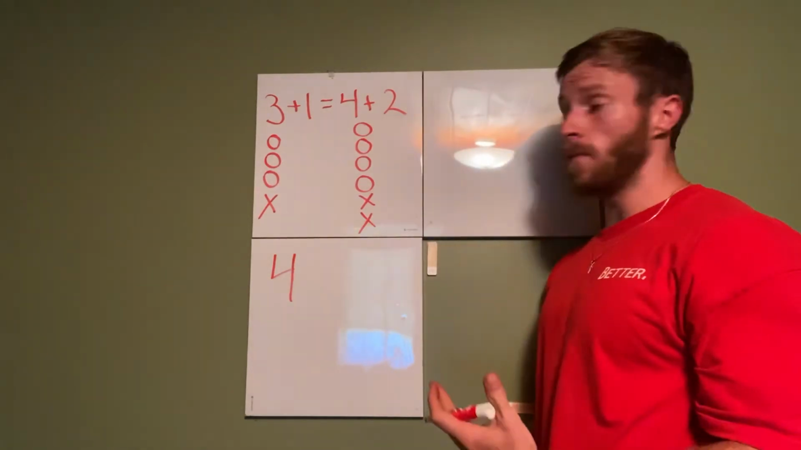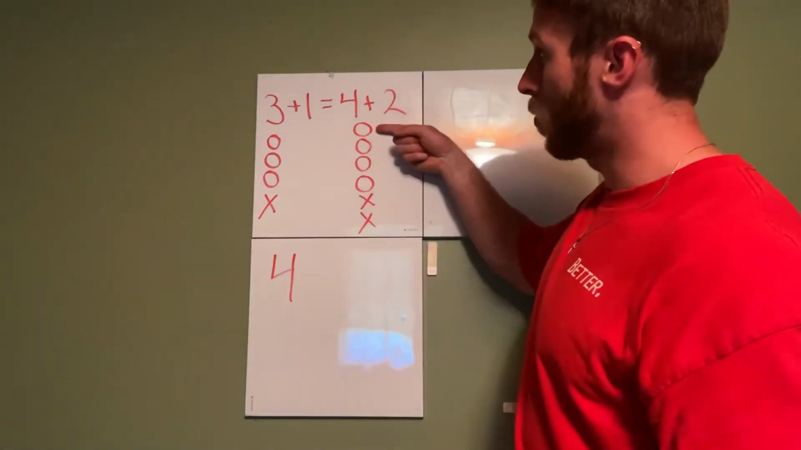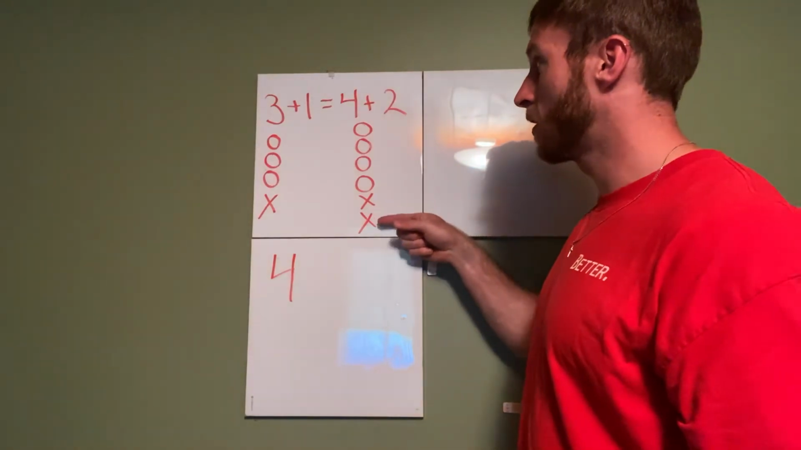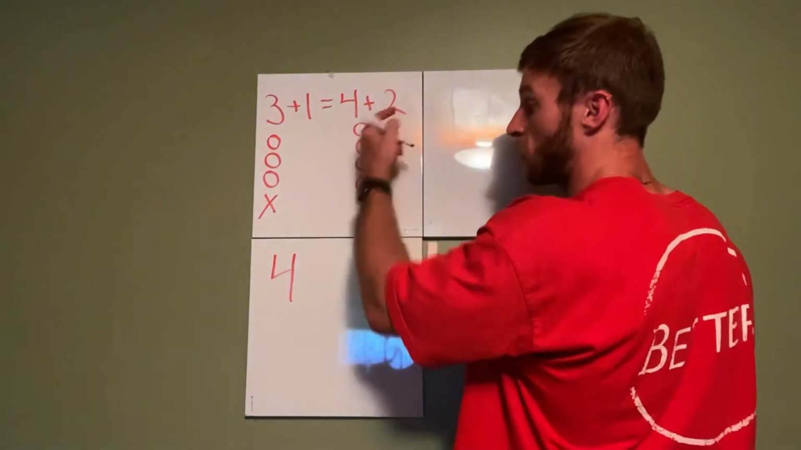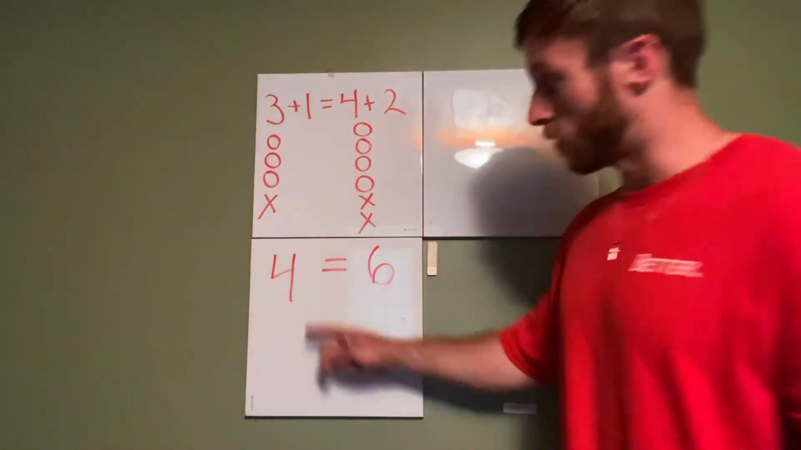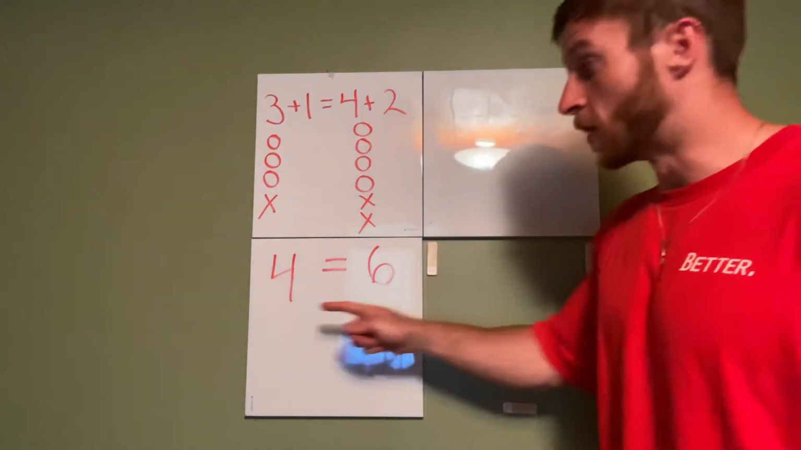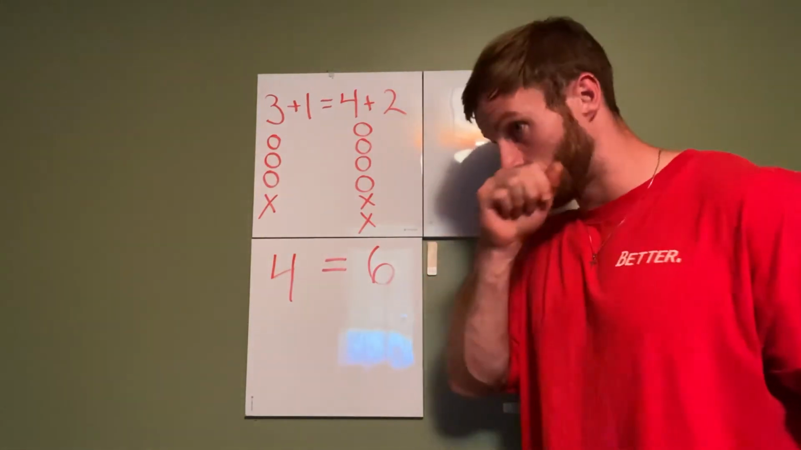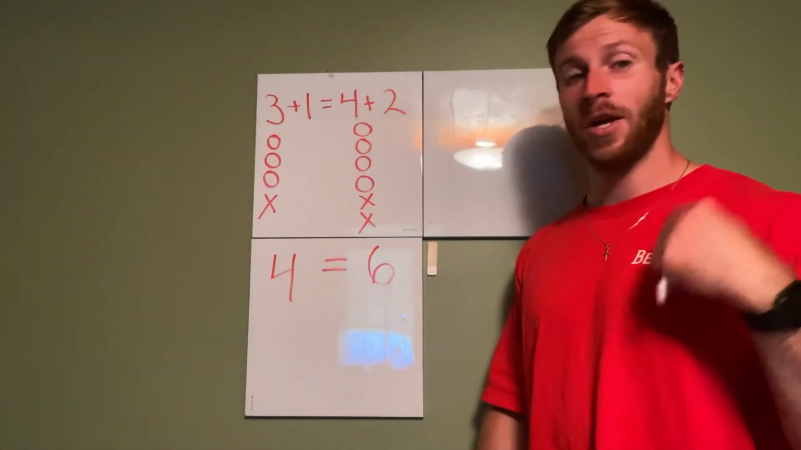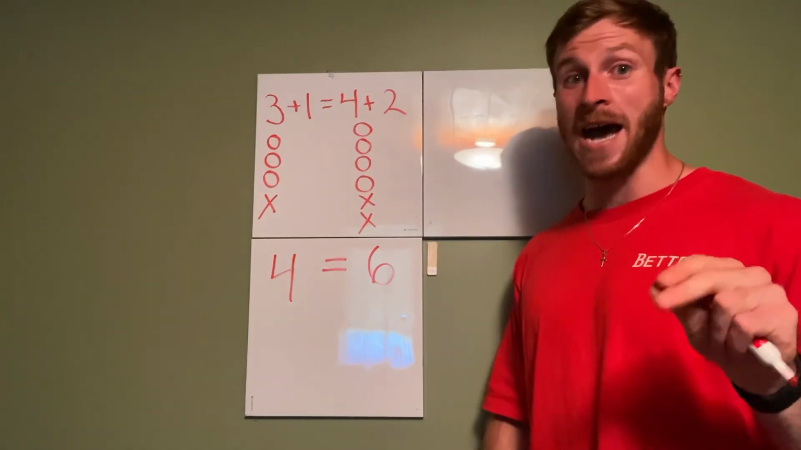Okay? Now, we're going to count all of them together to see how many we have. 1, 2, 3, 4, 5, 6. So 4 plus 2 equals 6. So down here we have 3 plus 1 equals 4. 4 plus 2 equals 6. Does 4 equal 6? If you have 4 cookies and I have 6 cookies, do we have the same amount of cookies? No, we do not.